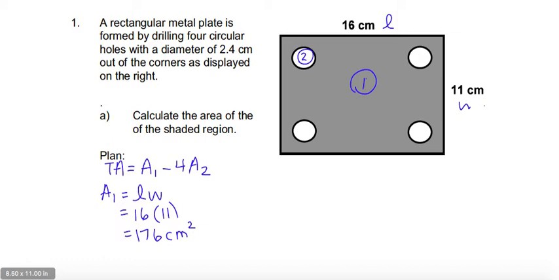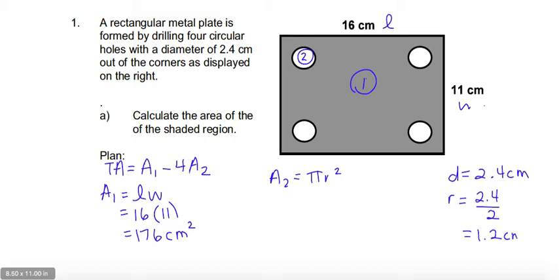I'm then going to calculate the area of my circles. In order to do that, if we remember from our formula sheet, the area of a circle is pi r squared. Now I'm given the diameter of my circle. So the diameter of my circle is 2.4 centimeters. So I have to calculate my radius. And the radius is half of the diameter, or 2.4 divided by 2. So the radius of my circle is 1.2 centimeters. So that's the value I'm going to substitute into my formula for r.